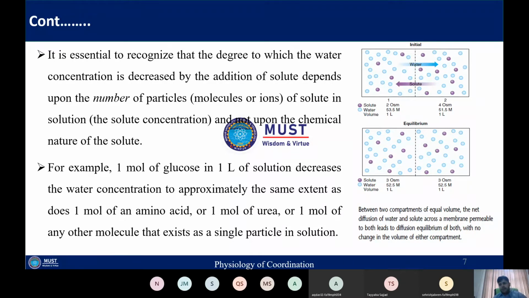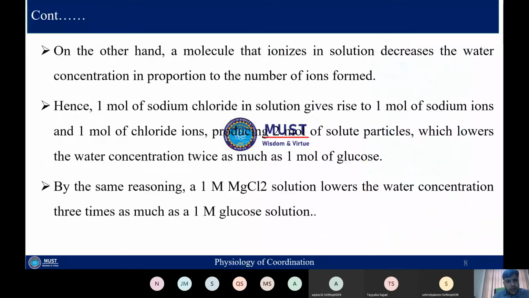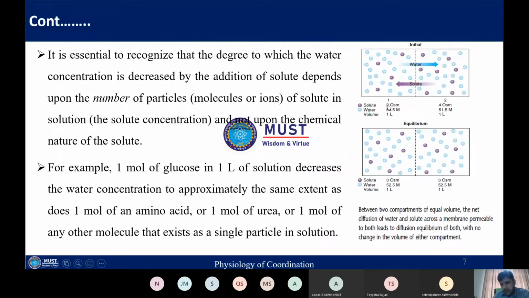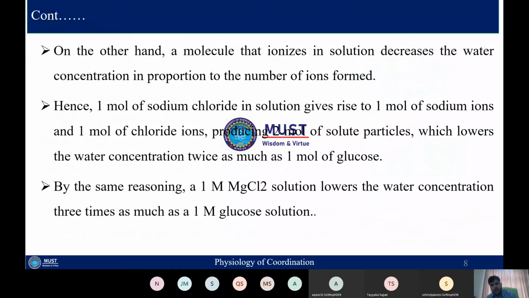So it is basically the number of molecules which affects the water concentration, not their chemical composition. It does not matter which type of molecule is actually moving. On the other hand, if the molecule is ionized in solution, it will decrease the water concentration in proportion to the number of ions produced. For example, in the previous example, we observed glucose moving, and glucose moves in molecular form. So if we take another polar molecule that ionizes in the solution, it will decrease the water concentration in proportion to the number of ions that will be formed by that particular solute.